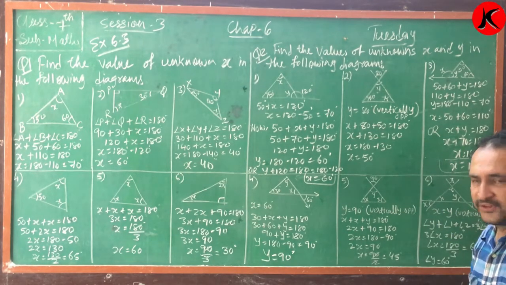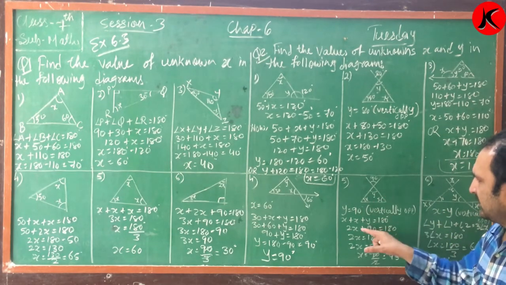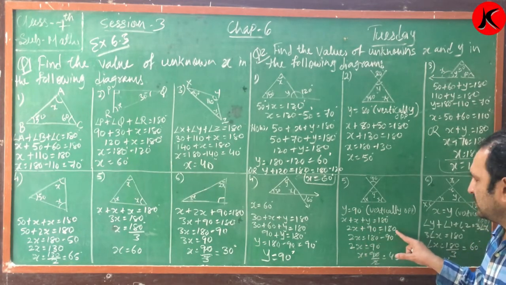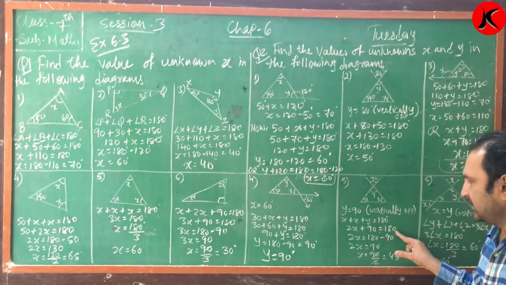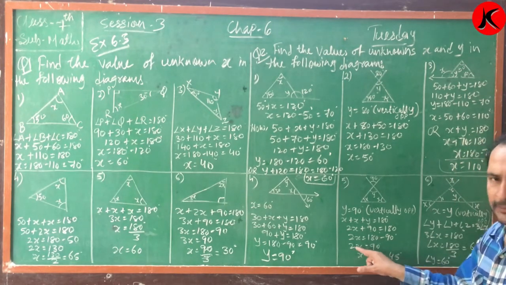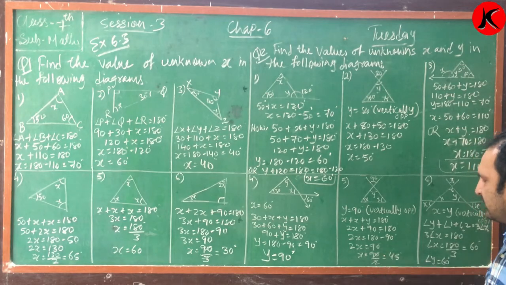Vertically opposite angle. X plus x is 2x. Y is equal to 90 degrees. Which is equal to 180 degrees. Straight line, 180 minus 90 is 90. 2 multiply में तो divide में जाएगा. 2 ones are 2, 45 is 90.